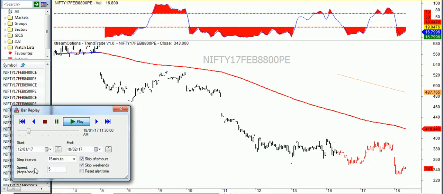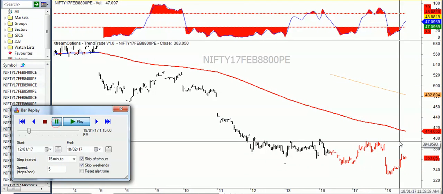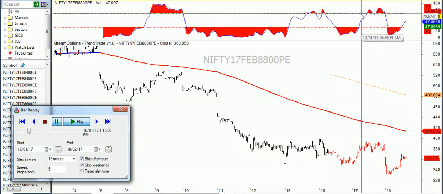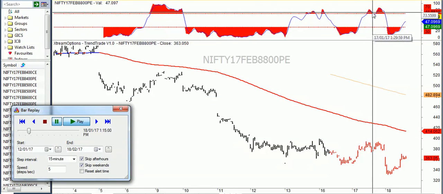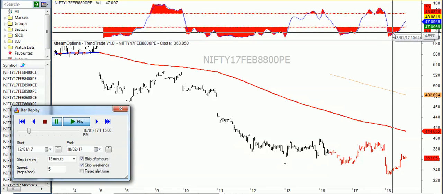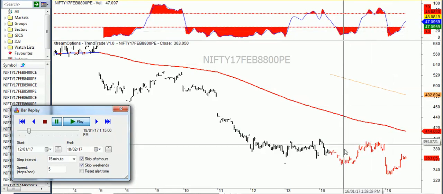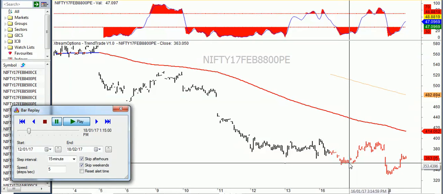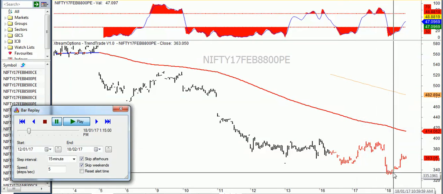I'll speed up a little bit. Now just have a look at this. The price came a little near to this trend line and the oscillator moved back into the overbought region. So there is a very high chance that it will go down into the oversold region, and when going down into the oversold region, it will break the lows of this particular swing, and that is exactly what it did.